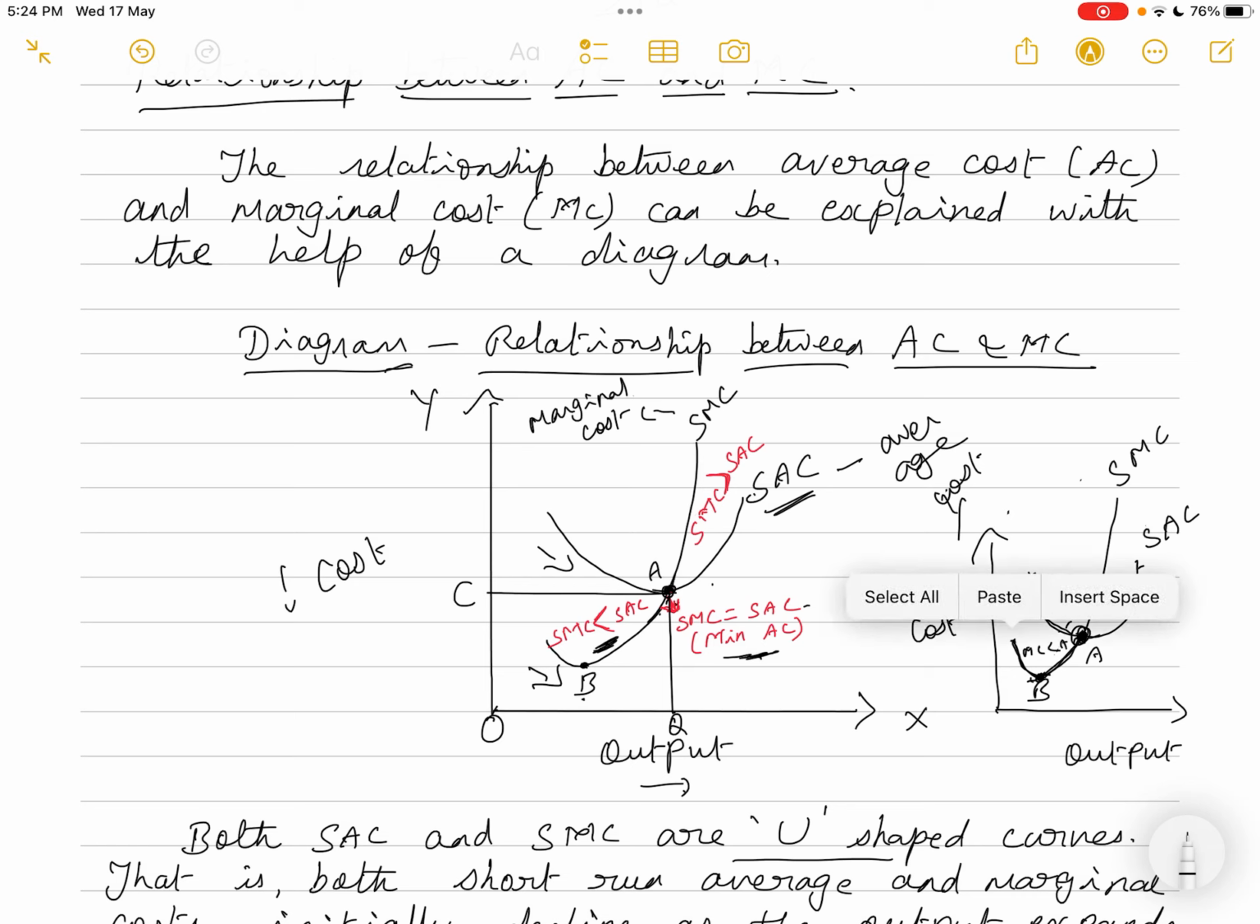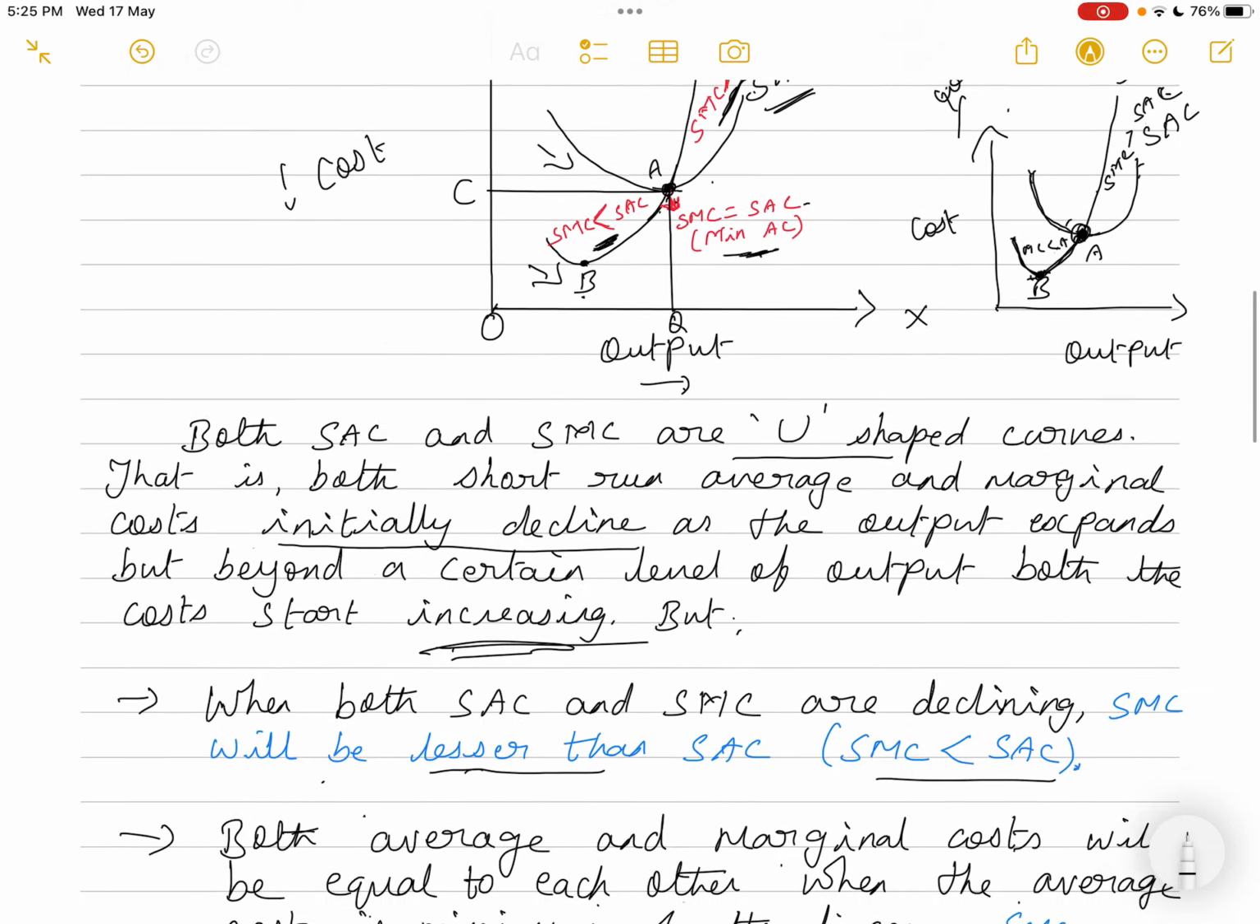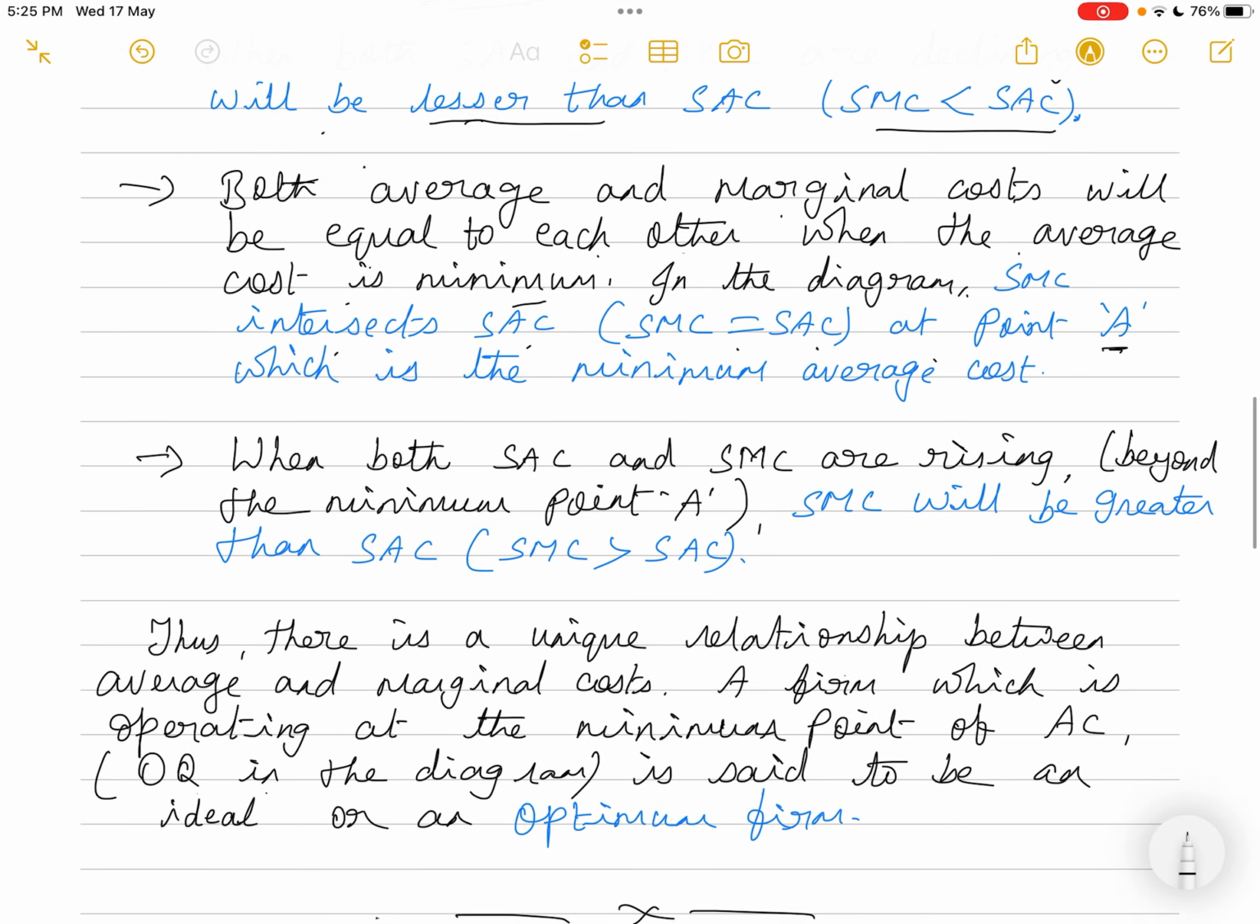And afterwards what is happening, they both are increasing. SMC already started increasing and SAC will also start increasing. At this point what you are finding, the marginal cost is greater than average cost. So SMC is greater than SAC, isn't it? So when they both are falling, SMC is lesser than SAC. When they both are rising, SMC is greater than SAC, and they both are equal at the minimum point of average cost. So this is the relationship.